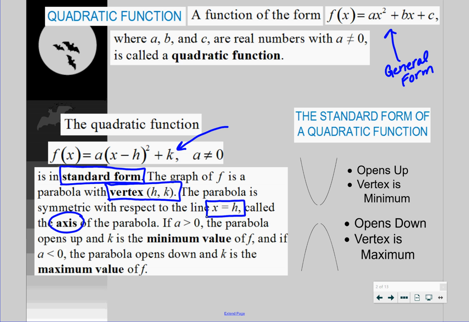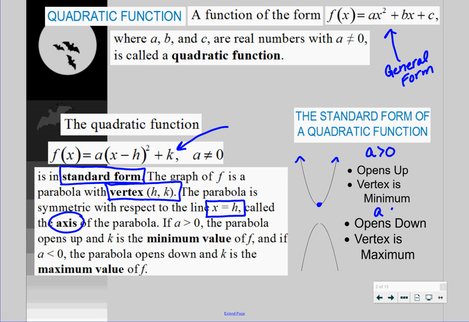Then, if a is greater than 0, and it doesn't matter what form your equation is in, a is going to be the same number either way you look at it. It's going to be whatever's in front of that x squared. If a is positive, your parabola is going to look like this. It's going to, what we say, open up. And that means the vertex is going to be at the bottom. So we say that the graph has a minimum value.